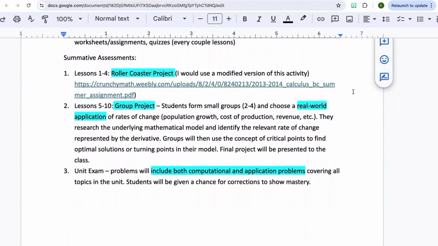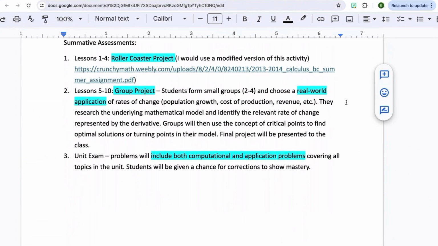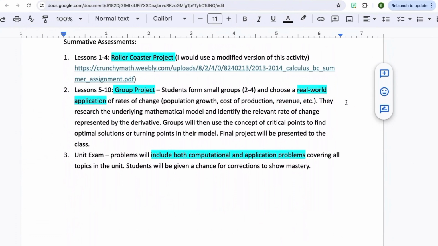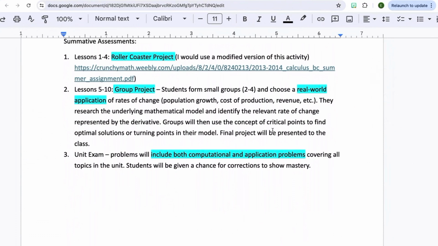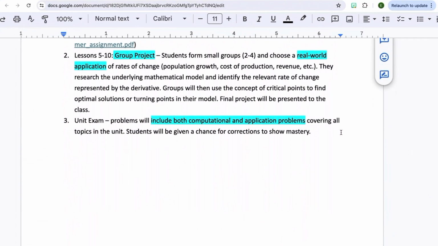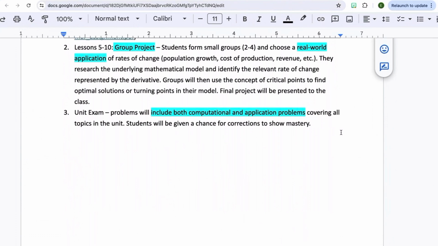Summative assessments: after lesson 4, I'm going to work on this roller coaster project for this coming year, see how it goes. I've never done it before. I'm going to modify this link here, and then a group project after lessons 5 through 10 for real world applications, where they're going to research and find a function and all of those types of things, and then interpret it, and we will present to the class just so we can see, again, more of that real world example stuff, and I don't have to go through all of the work of researching them.